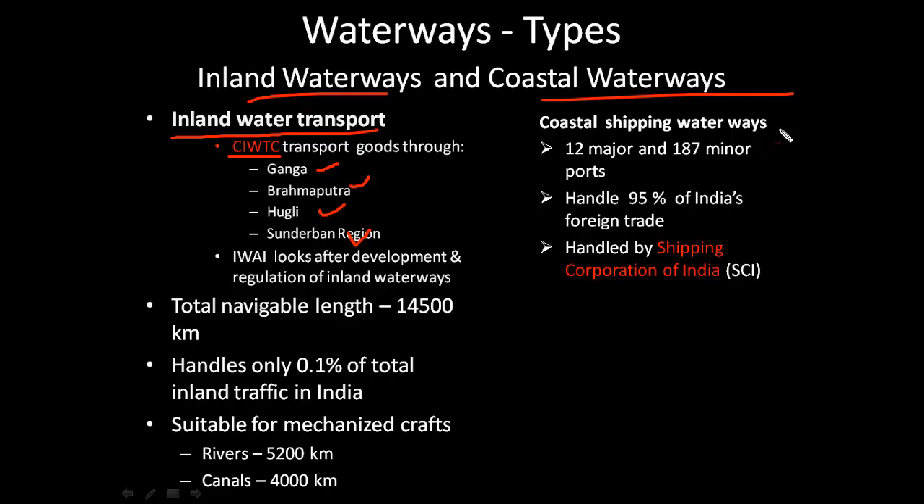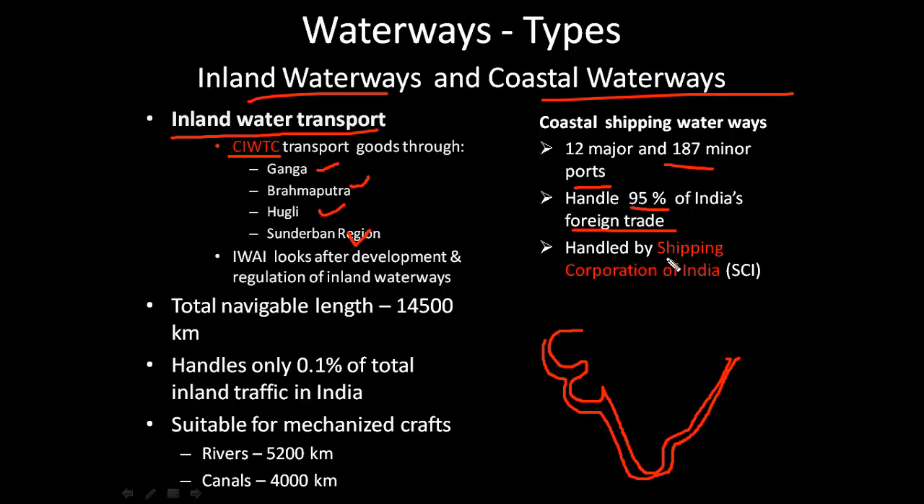Now we'll see coastal shipping waterways. India from east coast to west coast has approximately 6,000 km of coastline. It starts from the Gujarat coast covering Western Ghats, southern India, and the east coast till West Bengal. There are 12 major and 187 minor ports in India. This handles 95% of India's foreign trade. It is mainly handled by the Shipping Corporation of India (SCI).